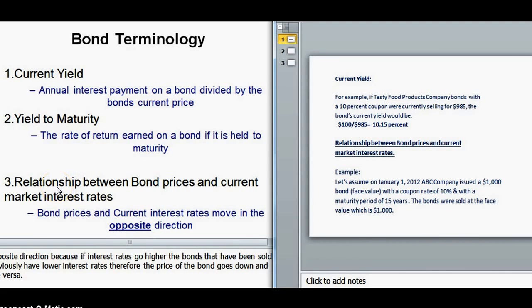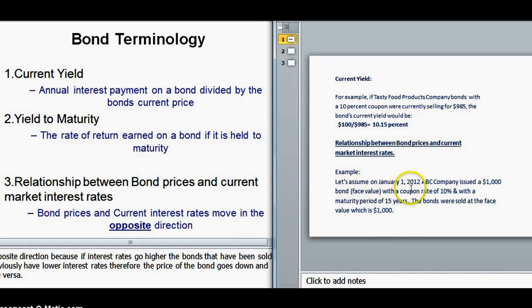The next is the relationship between bond prices and the current market interest rates. The bond prices or the market price of the bond and the market interest rates, which is the yield to maturity, move in the opposite direction. Let's look at an example here on the bond prices relationship with the current market interest rates.